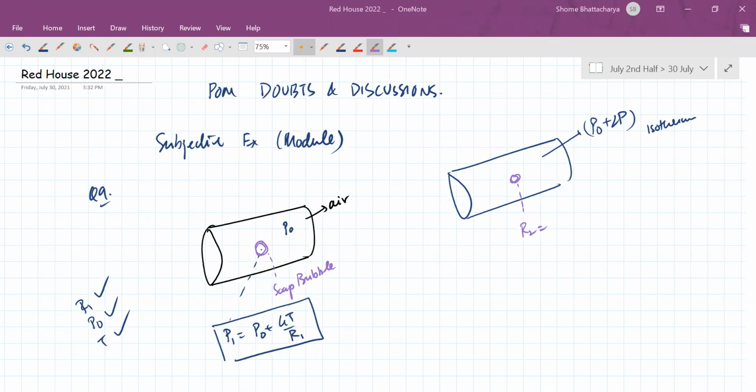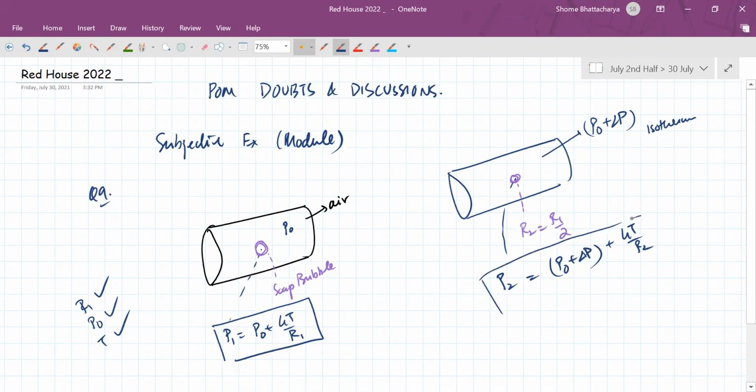Yeah. So the radius of this one should become half. This time, let us say the pressure of the air inside the soap bubble is P2. So this P2 will be how much? It will be P naught plus delta P, that is the external pressure, plus 4T by R2. Okay. So that is one thing.